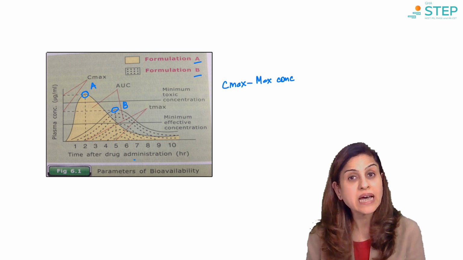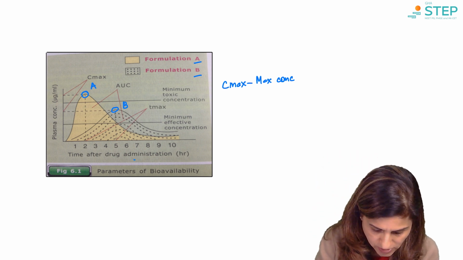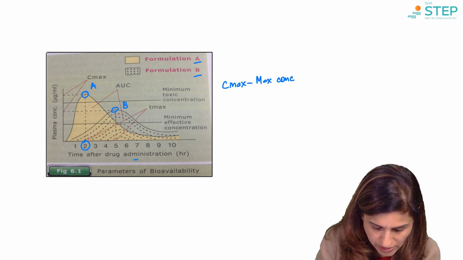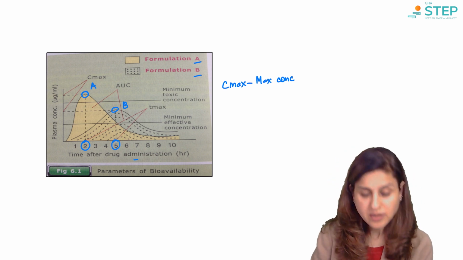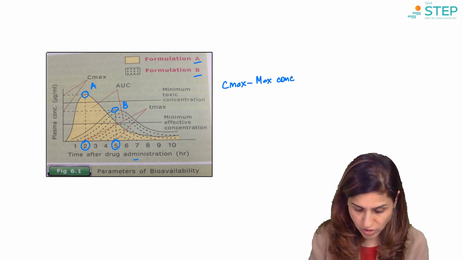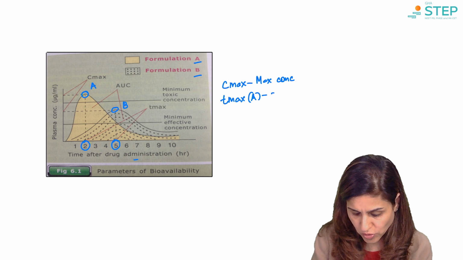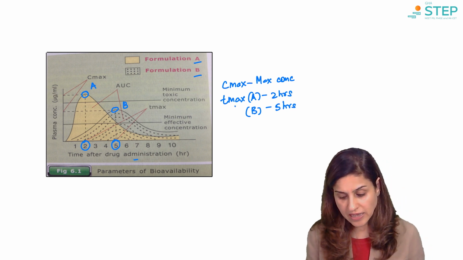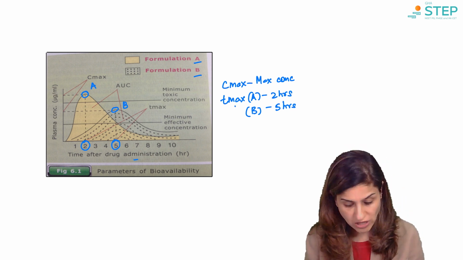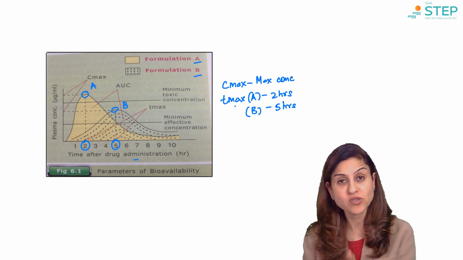Now, in how much time has this maximum concentration been achieved? That is reflected by Tmax. So this is the time here. This one is the Tmax for formulation A, and this is the Tmax for formulation B. We can say Tmax for formulation A is around 2 hours, while for formulation B it is around 5 hours. So the time taken to achieve the maximum concentration is less for formulation A as compared to formulation B.